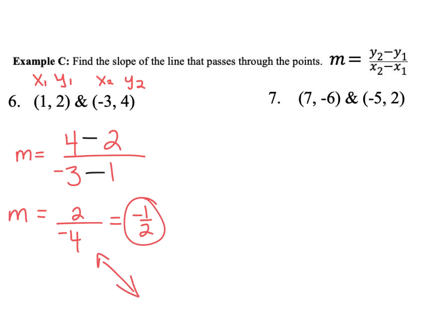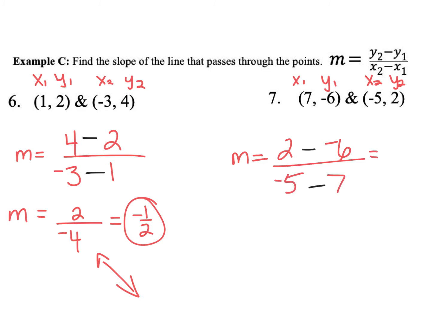Number 7, let's do our slope. Again, I label my points x1, y1, x2, y2. I'm going to subtract my y's, so this would be 2 minus negative 6. Common mistake there is that kids put 2 minus 6, when it is 2 minus negative 6, over negative 5 minus 7.